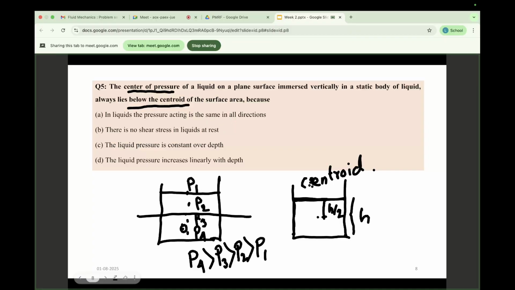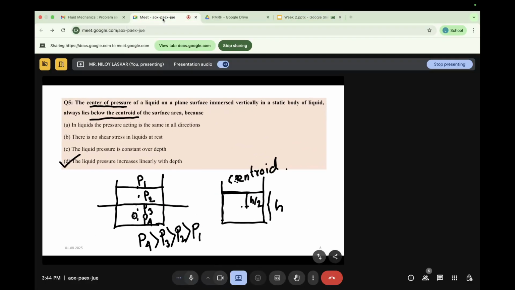So that's why the center of pressure always lies below the centroid of the surface area. And another point is that, as we know, pressure increases linearly with depth. So that's why option D is the correct one. So Nitish, do you understand this concept, Mr. Nitish?